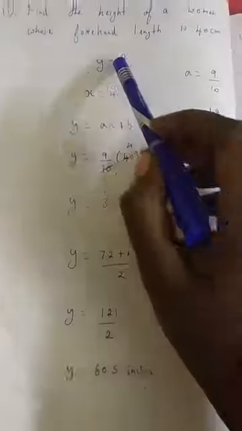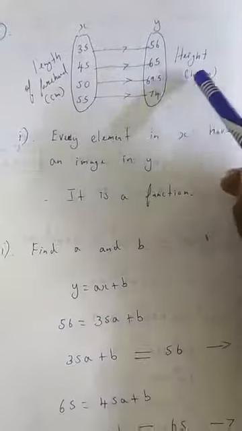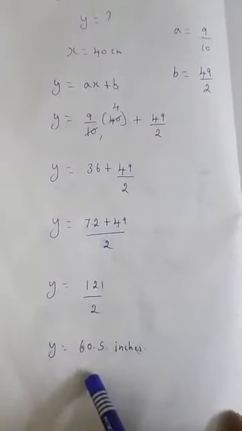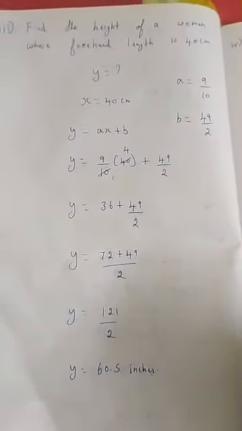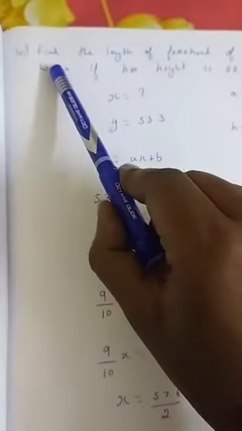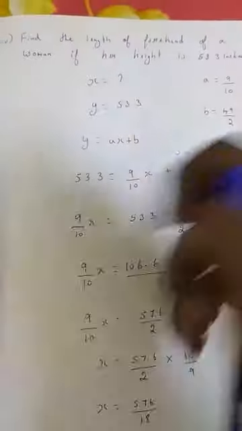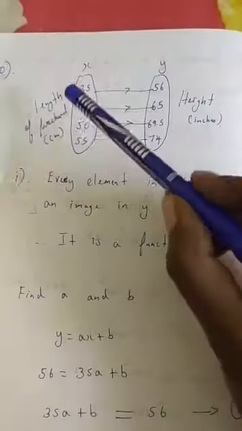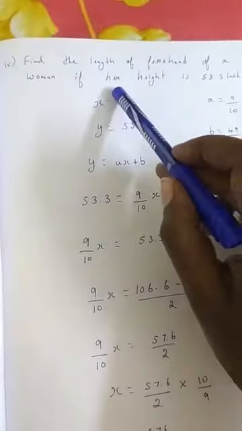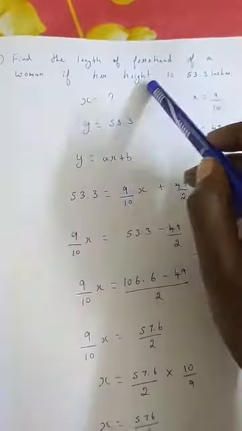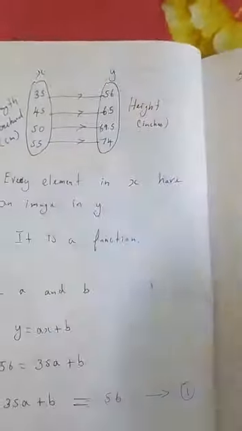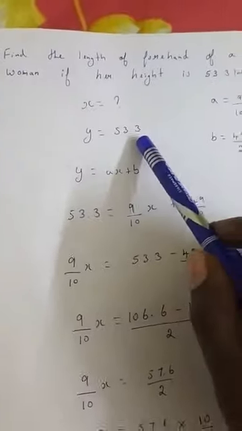Why is it inches? Because y is what? Height. Height is in inches. Therefore y is equal to 60.5 inches. So this is the third subdivision. And the last one, the fourth subdivision. Find the length of the forehand of a woman. What is the length of the forehand? x. So we have to find x. So x is equal to question mark. And if her height is 53.3 inches, what is height? Height is y. Therefore, y is equal to 53.3.